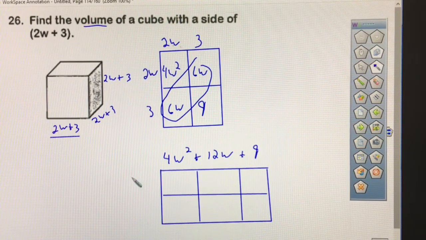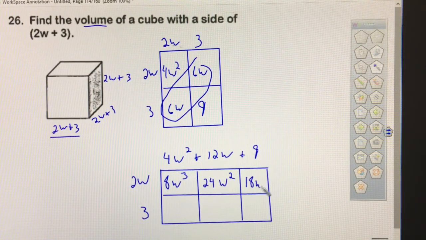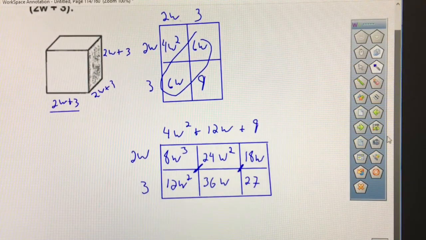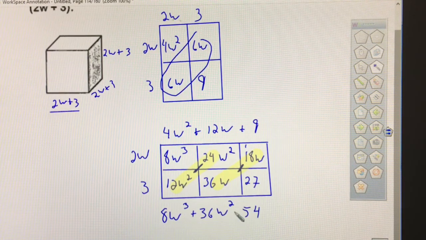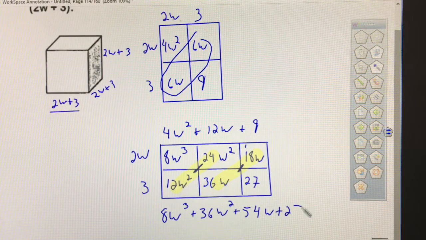And now over on this side, I'm going to put 2w plus 3. That's going to give me 8w cubed plus 24w squared plus 18w plus 12w squared. Notice how they line up on the diagonal. Plus 36w plus 27. Now all I have to do is combine my terms. So these combine and these combine on the diagonals. That's going to give me 8w cubed. I think that's 36w squared. Oh, this is a rough one. 54w plus 27. I hope I did my arithmetic correct.